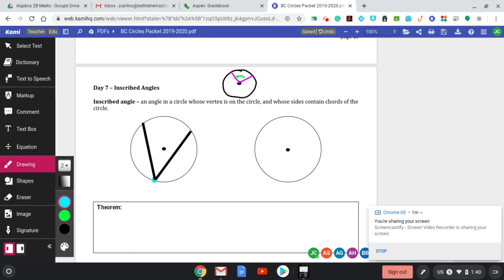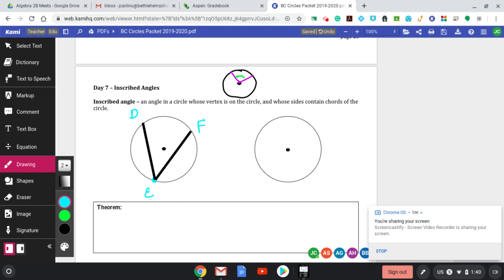Okay, so angle DEF is an inscribed angle. Okay, why? Again, because the vertex is somewhere on the circle, and the other two sides of the angle are chords. All right, that's important that those are chords. All right, so again, inscribed angle, vertex on the circle, and the two sides of the angle are chords.